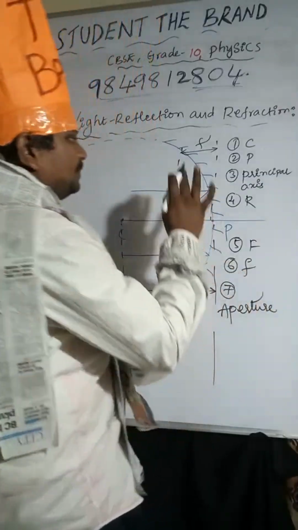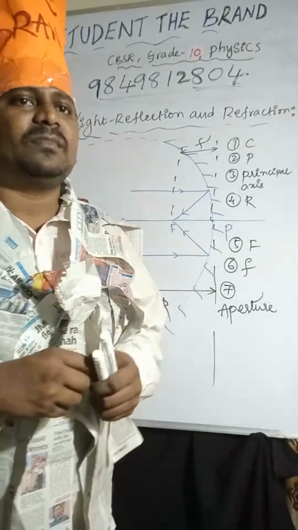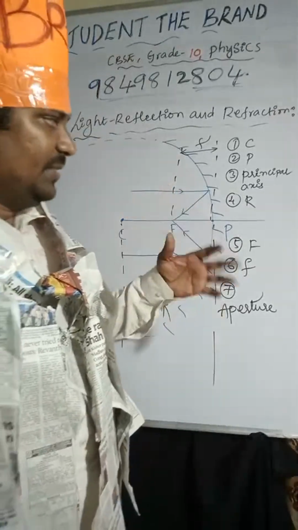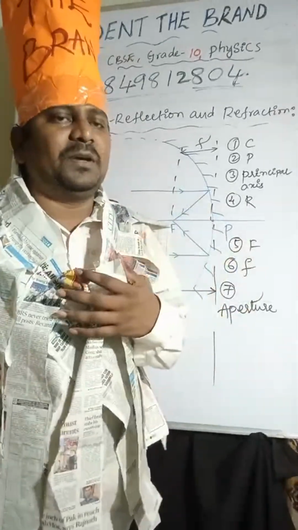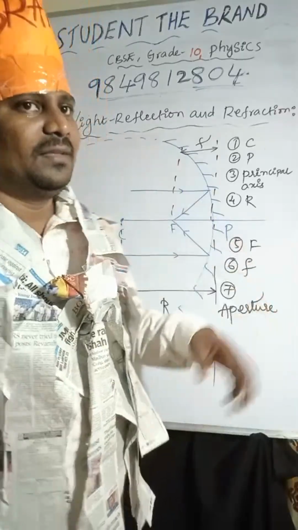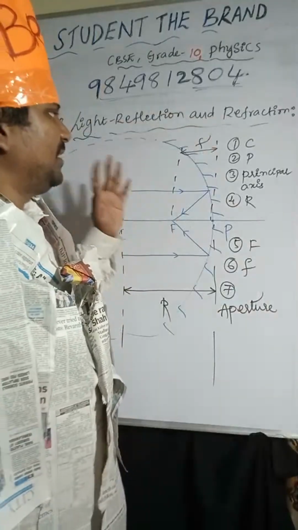Aperture. Once again, the center of the imaginary sphere. Today's theme is newspaper. I'm a newspaper, so I'm teaching physics. So that is the theme. Here is the center of the imaginary sphere of which the mirror is a part.